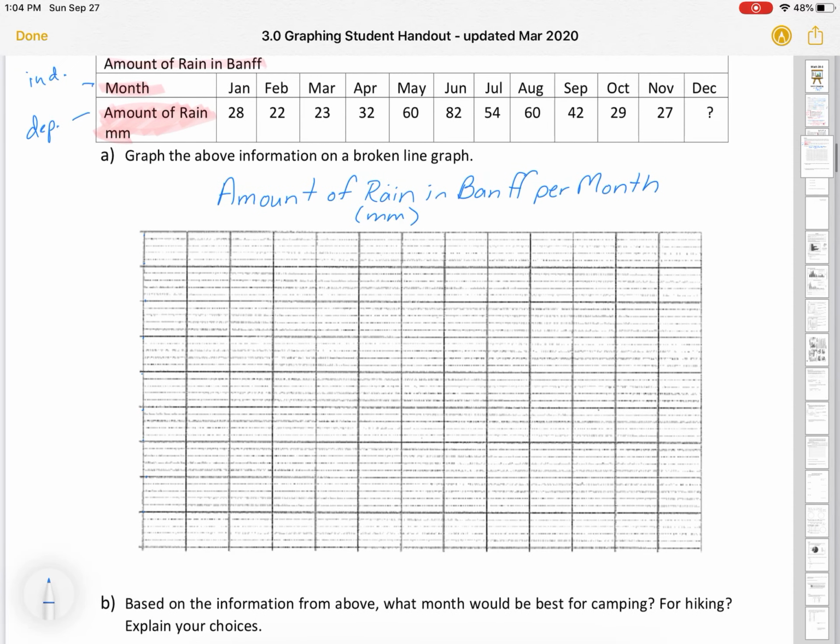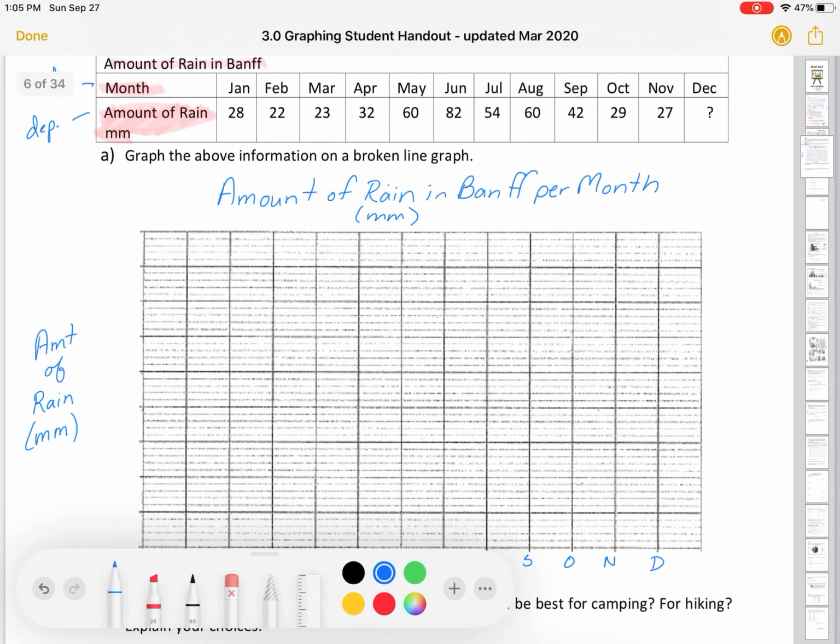So let's take a look on our graph. So this will be months. And this on the side will be the amount of rain in millimeters. Okay. Now for months, it's pretty straightforward. I can do January, February, March, April, May, June, July, August, September, October, November, December.